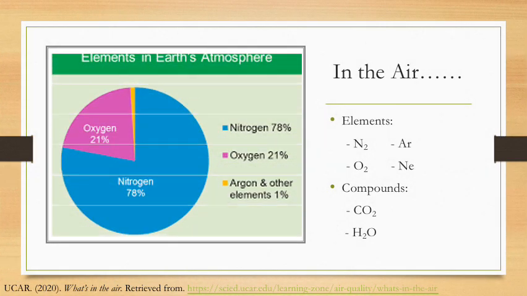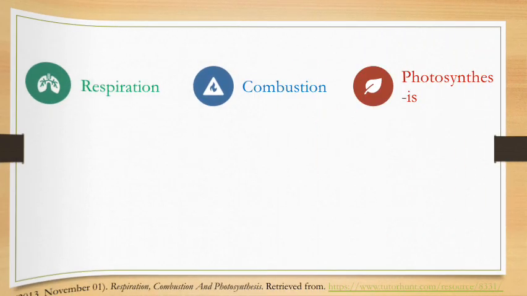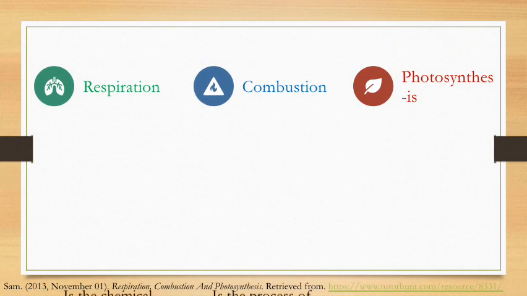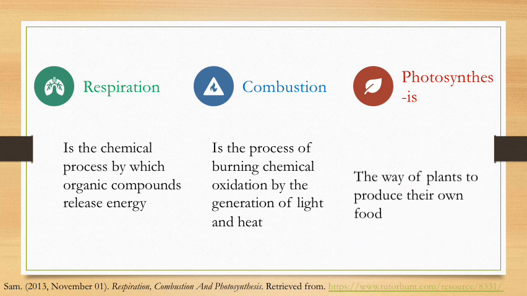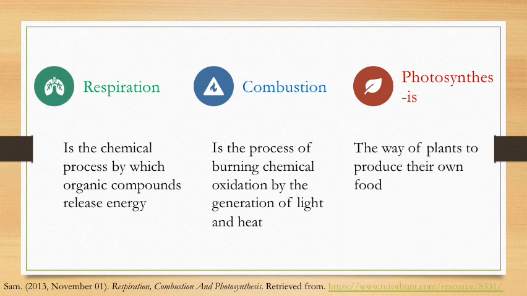This chart over here is showing the percentage of the main elements and compounds which are in the air. Respiration and combustion take in oxygen from the atmosphere and release carbon dioxide, whereas photosynthesis is a process used to remove carbon dioxide from the atmosphere and release oxygen.